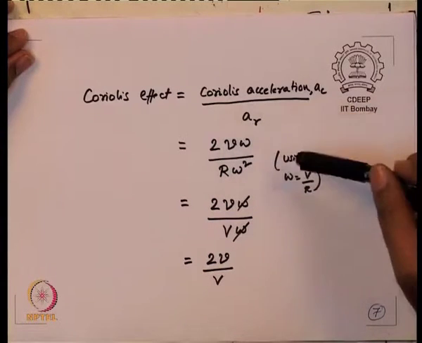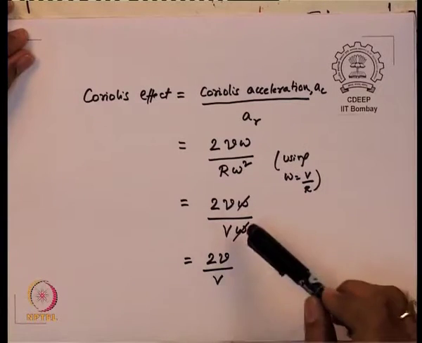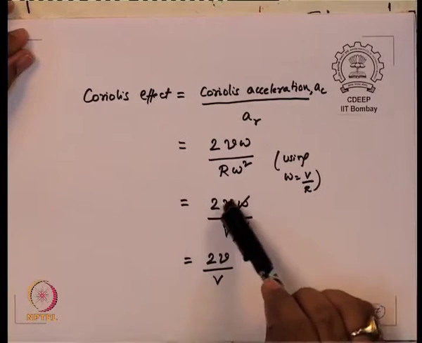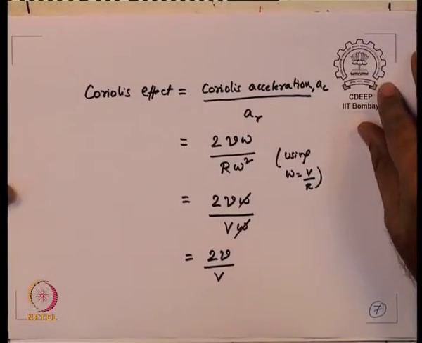So by simplifying using V omega is equal to V by R or V by Re, we can write that Coriolis effect is nothing but 2v by V. So here what we are doing is that we are actually comparing two velocities. One is small v, which is nothing but the velocity of the particles within the model, and capital V is nothing but the model velocity.